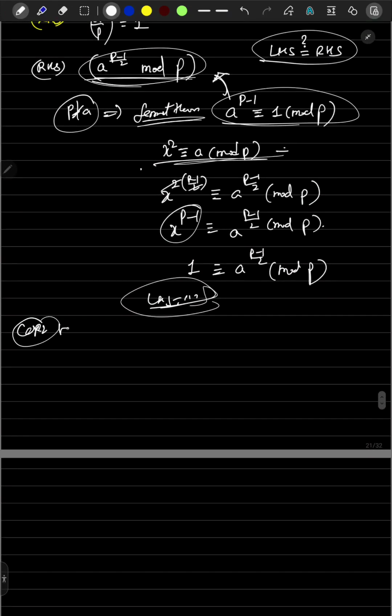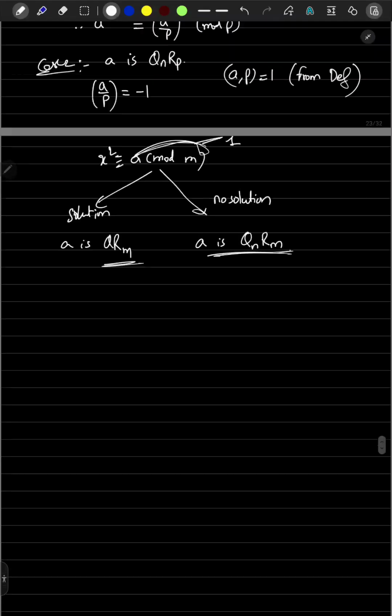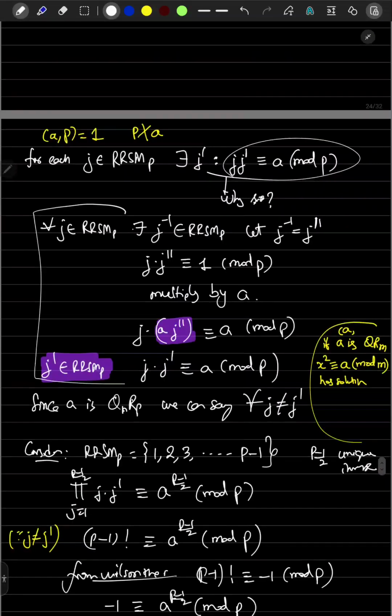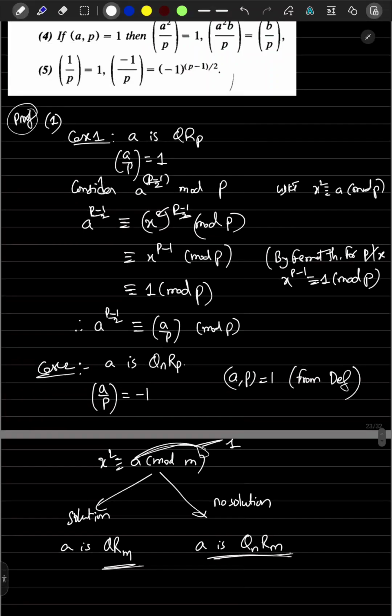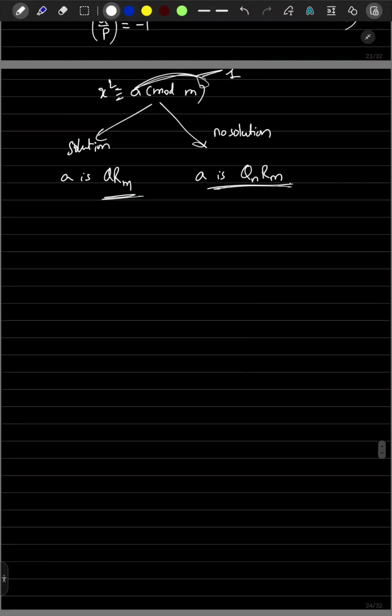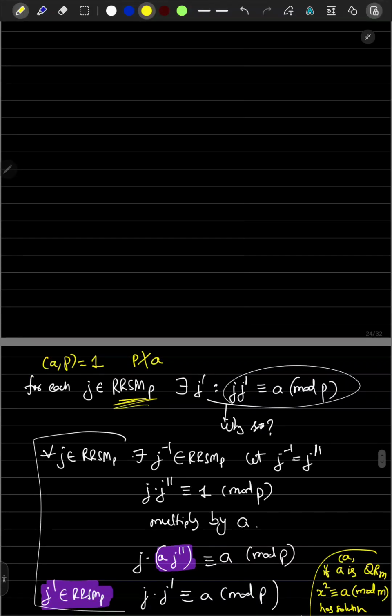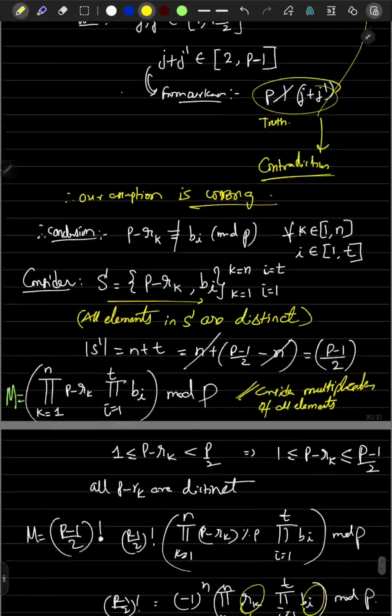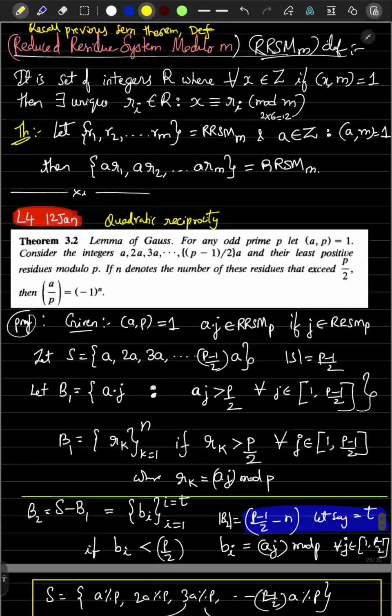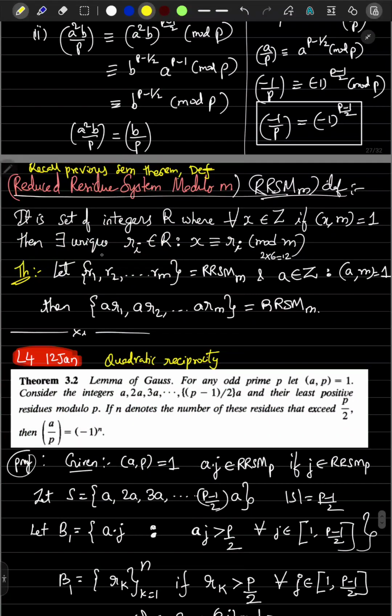Let's see case 2. Case 2 needs a bit more work. For this one you need to brush up on what an RRSM is. Do you know what an RRSM is? No? I will tell you. An RRSM is basically a set of integers such that every integer is coprime to m.